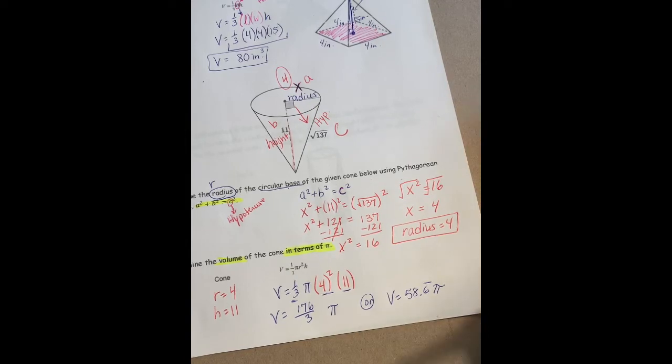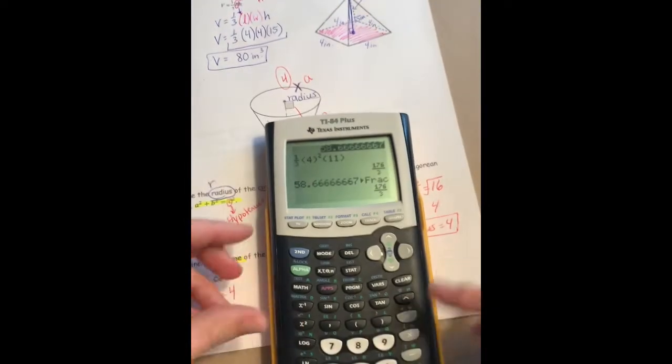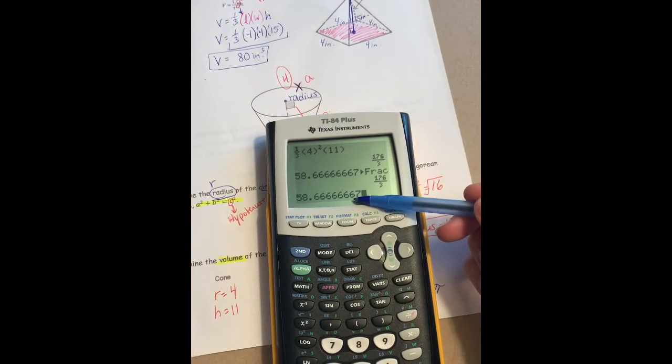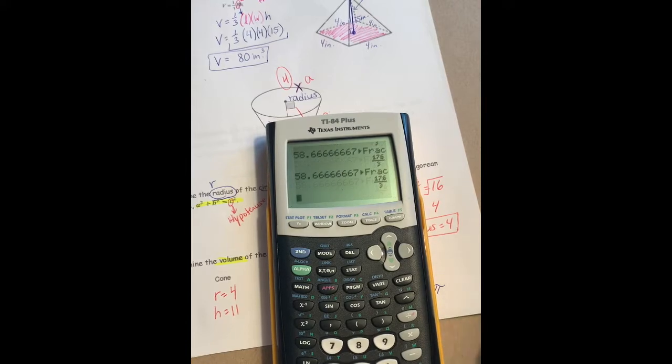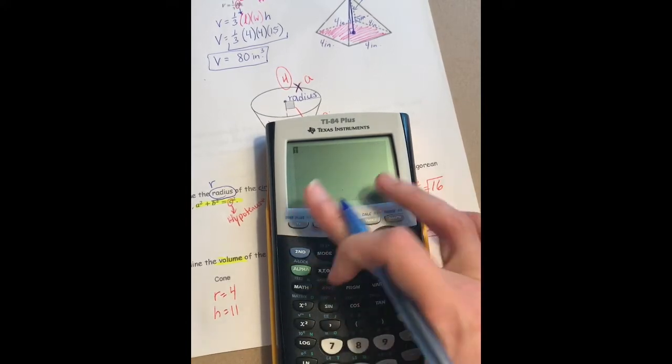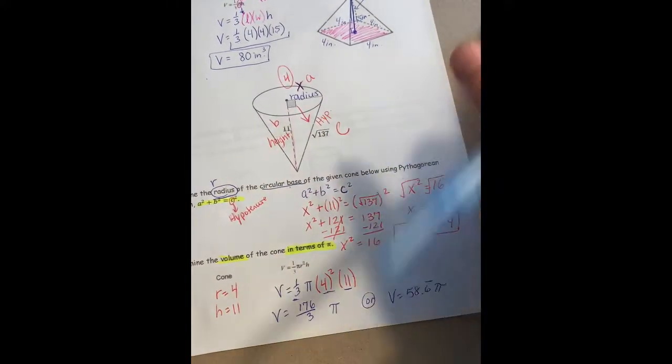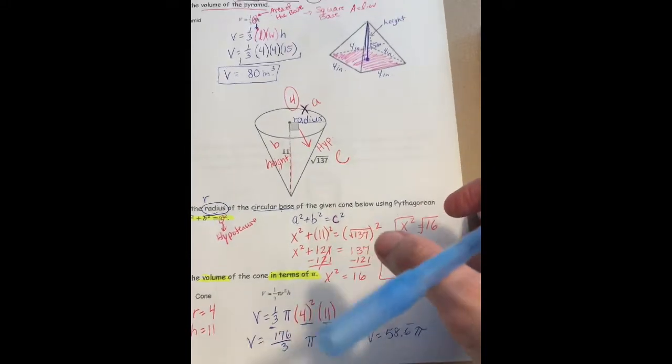If you did it the first way and you got this as your answer, what you could always do is you can hit math, enter, enter, and it will change it to the fraction right then and there for you. So that's just another option for you. All right, next page.